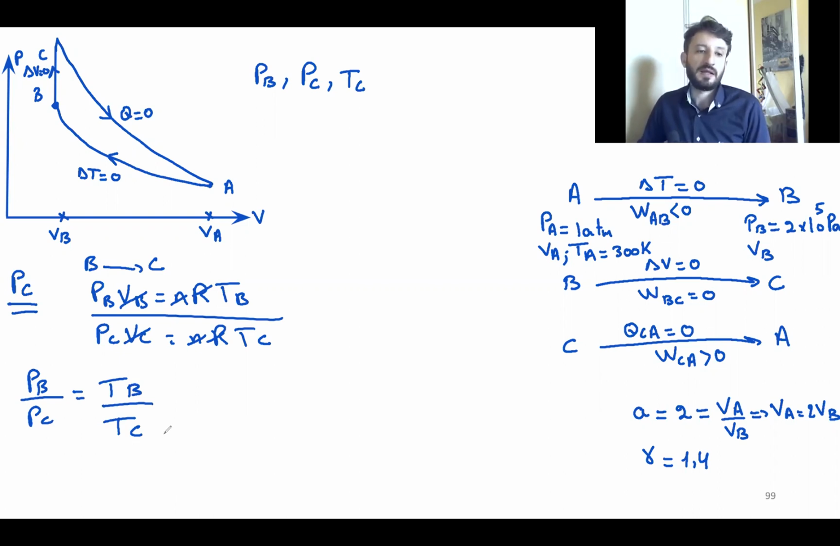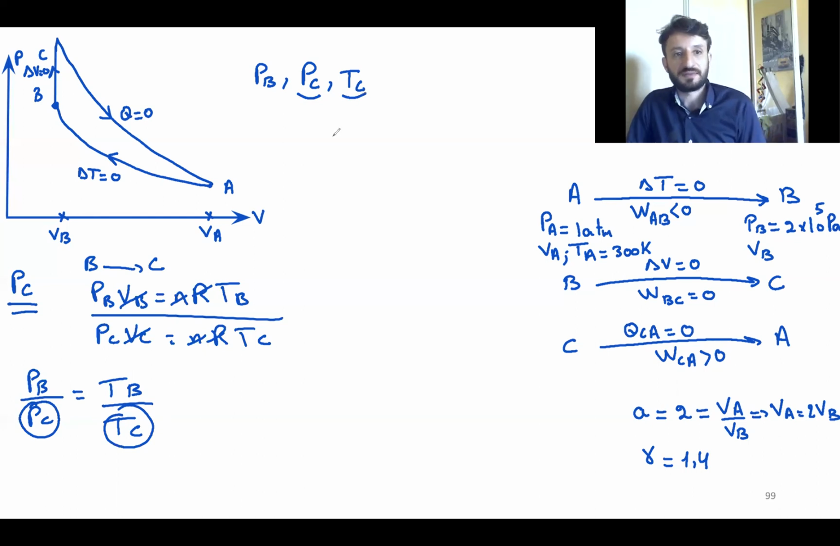Here we don't have the value of TC and we don't have the value of PC. So we cannot use this formula to calculate PC or TC, because I need to calculate both PC and TC. In this case, we have to use another formula. How?